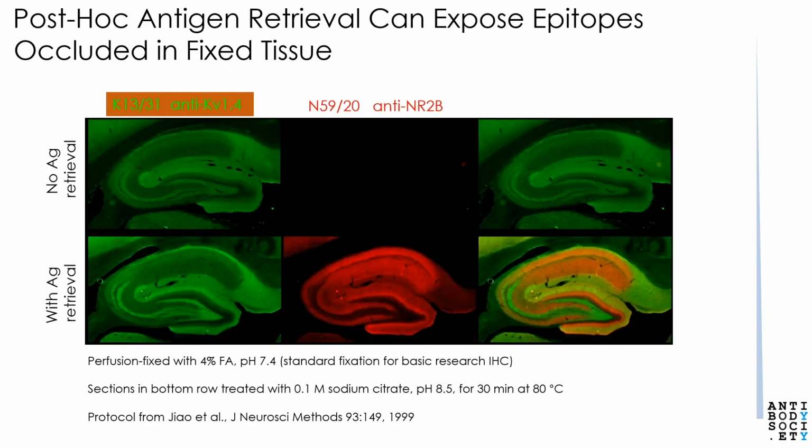In certain cases, the effects of fixation can be reversed by antigen retrieval, as in the case of the red antibody labeling shown here. Note that labeling with the green antibody is relatively unaffected by antigen retrieval. Such treatments need to be coupled to orthogonal or genetic validation to ensure that the signal that appears upon antigen retrieval is in fact specific.